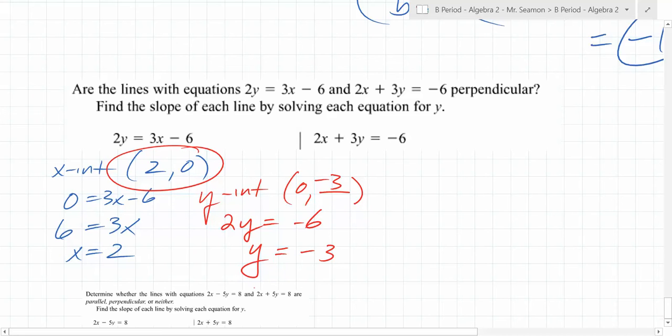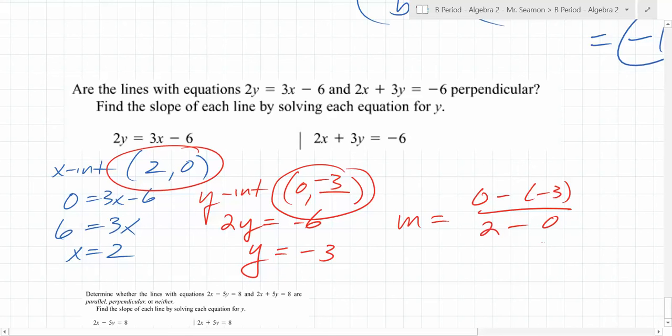Hold on, let me finish this then. How many points do I have? 2 points. So to find the slope, it's going to be 0 minus negative 3 over 2 minus 0. What's 0 minus negative 3?